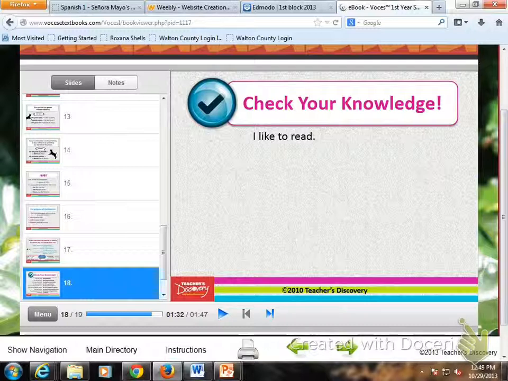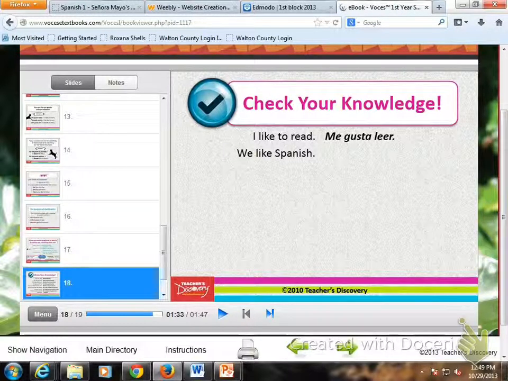So anybody want to try this one? I like to read. Your indirect object pronouns are me, te, le, nos, and les. Would it be me gusta? Me gusta, and you don't need the a because to read is already there. So you don't need the a like we did with the verb to go. Okay? Me gusta leer. What about we like Spanish? Nos gusta español.